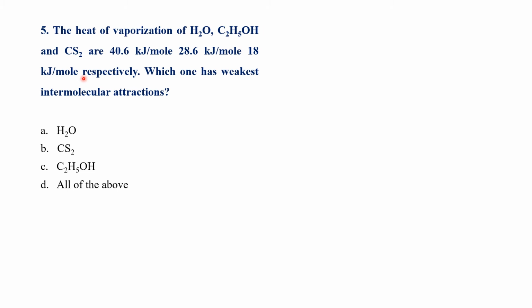The substance which is converted to the vapor form at low temperature has weaker intermolecular attractions. So among all these values, 40.6, 28.6 and 18, 18 is the least. 18 is for carbon disulfide. This means that carbon disulfide has weaker intermolecular attraction as compared to these two. So carbon disulfide is the correct answer.